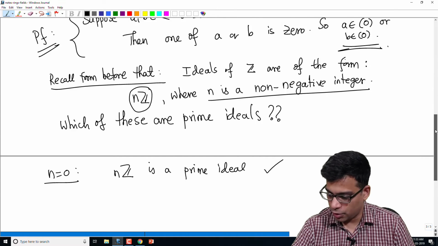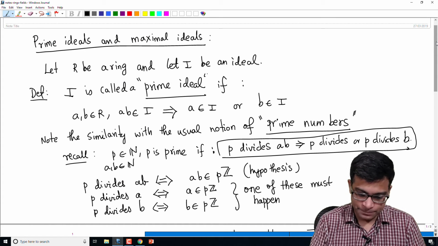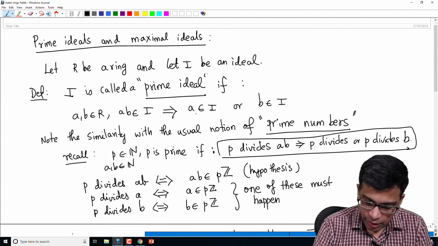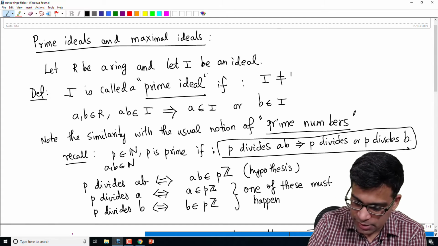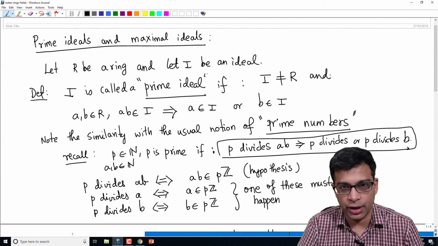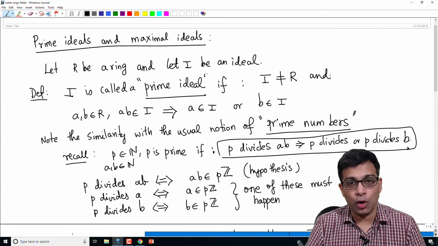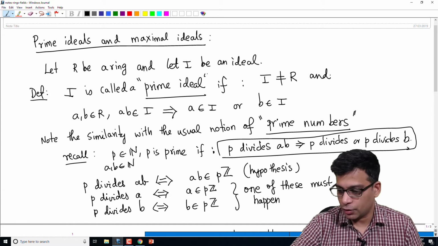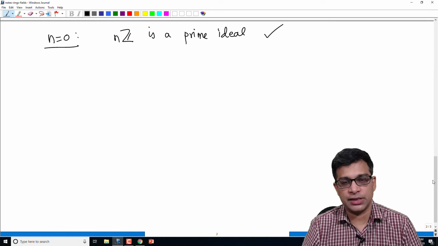Actually, now I remember I forgot an important part of the definition. So let's go back to the definition of a prime ideal. I is called a prime ideal if this happens, but I should add a very important condition that I forgot, which is that I is not equal to R and this happens. So we don't want to call the full ring, which is also an ideal of course, a prime ideal. Prime ideals are by definition proper ideals. So I is not equal to R by assumption, and it has this condition. We will remember that prime ideals are proper ideals.